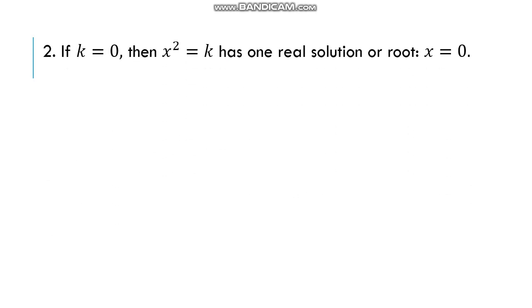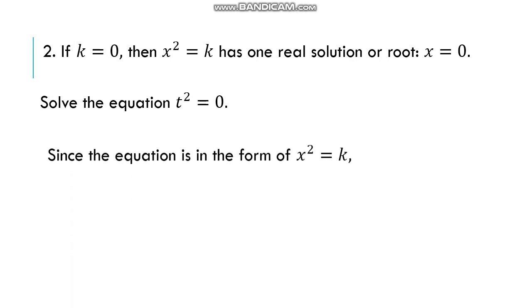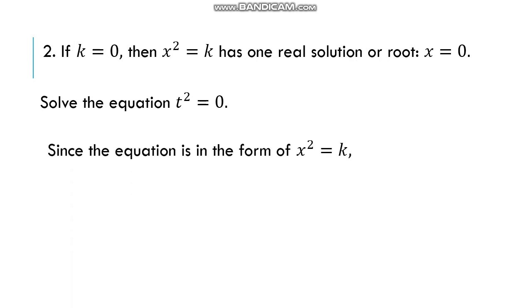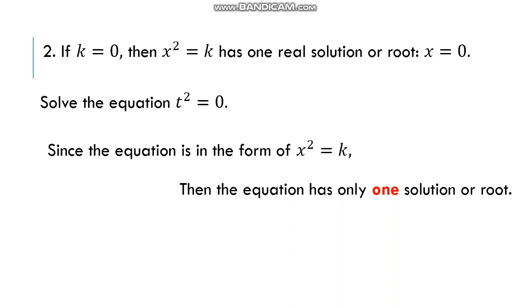Property number 2. If k is equal to 0, then x squared is equal to k has one real solution or root. So our answer is x is equal to 0. Example, solve the equation t squared is equal to 0. Since the equation is in the form x squared is equal to k, then the equation has only one solution or root. Let's prove it.